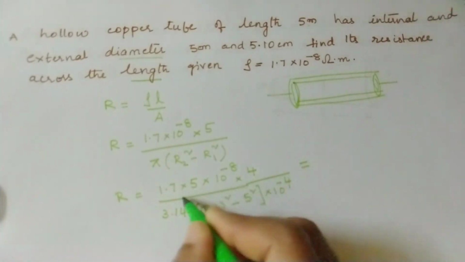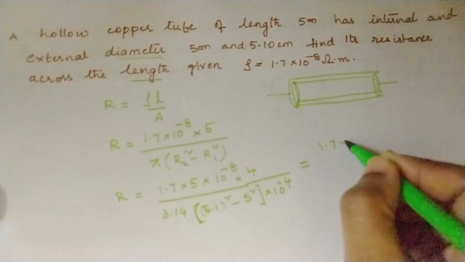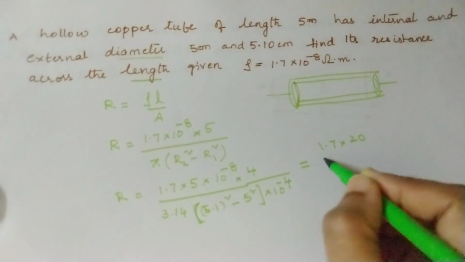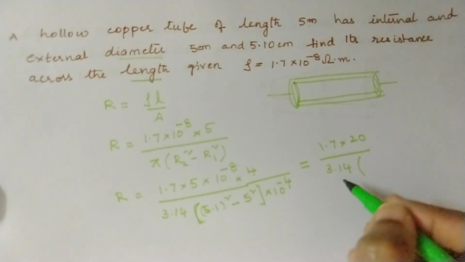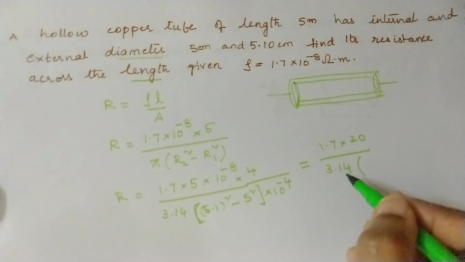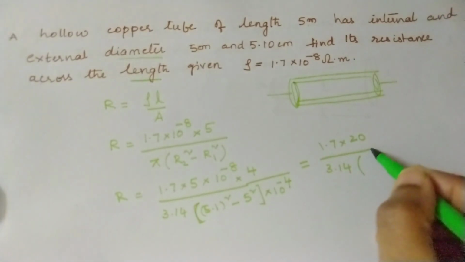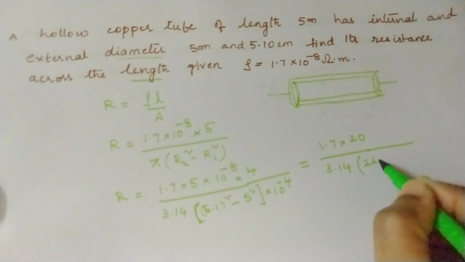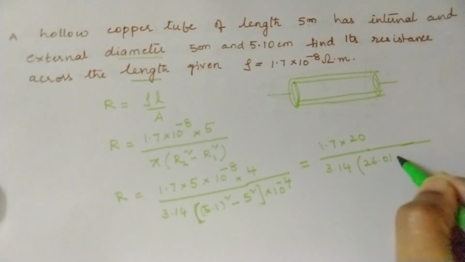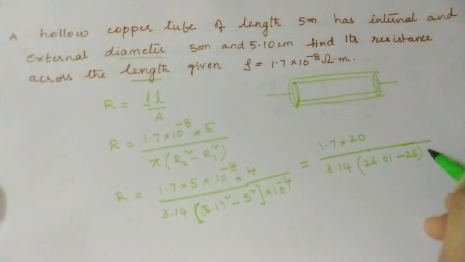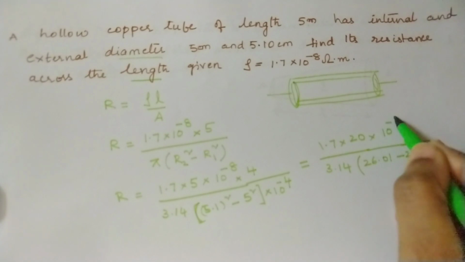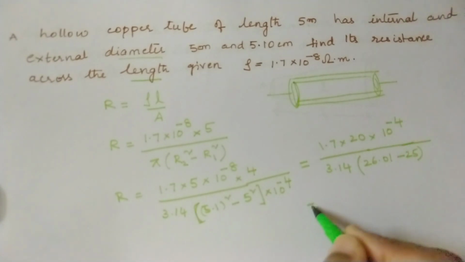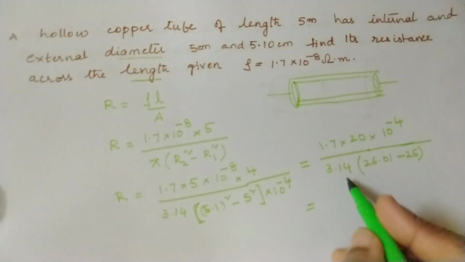So simplify the value, 1.7 into 20 by 3.14 into 5.1 into 5.1. Find out what is the value of 5.1 into 5.1. You will get 26.01 minus 25, and this 10 to the power minus 4 and 10 to the power minus 8, I will make it 10 to the power minus 4 in the numerator. So find out the answer for this.